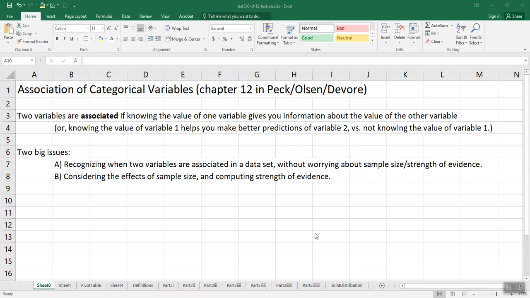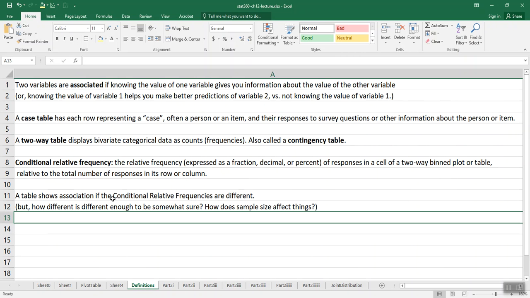This is starting the second batch of videos about Chapter 12. In our first batch, we looked at recognizing when two variables are associated in a data set, but that didn't worry about how much evidence we have or the sample size. So now, in this next set of videos, we're considering the effects of sample size. Let's remind ourselves quickly of some definitions.